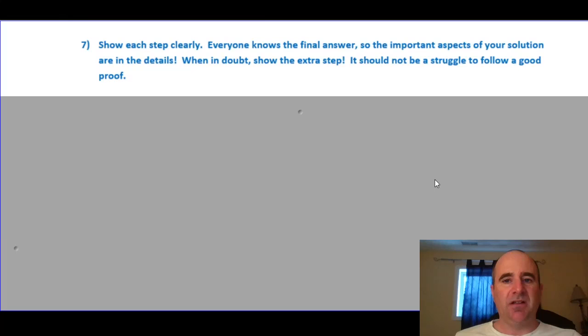Everyone knows the final answer, so the important aspect of your solution is in the details. I shouldn't have to sit there when I'm reading someone's proof and jot little calculations in to check their work. The work should all be there in very, very simple steps. It shouldn't be a struggle to follow a good proof.